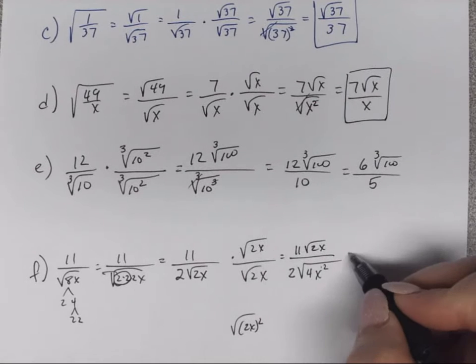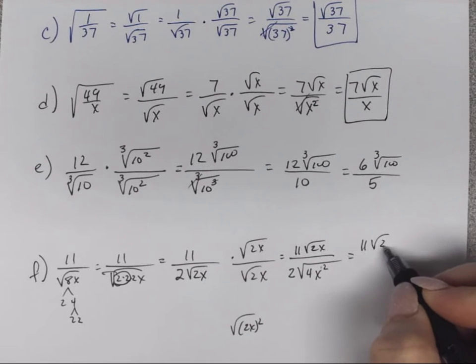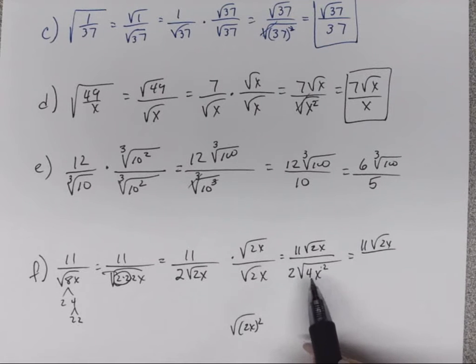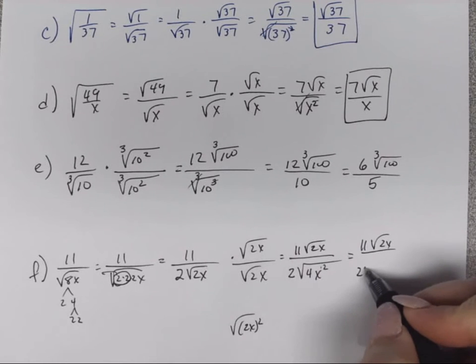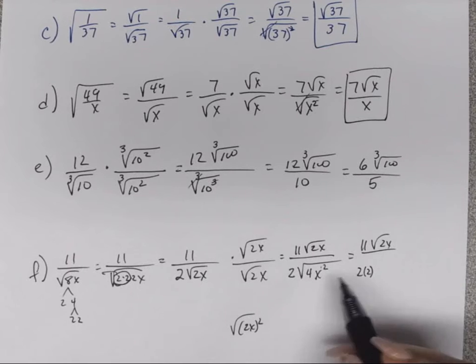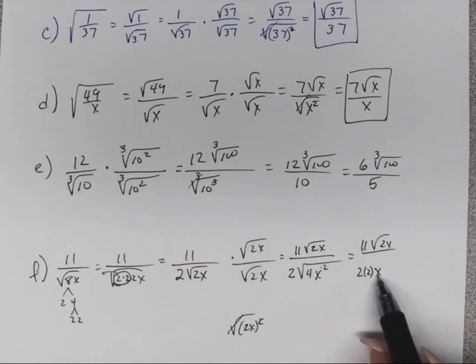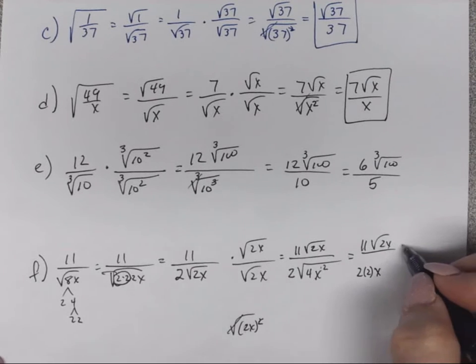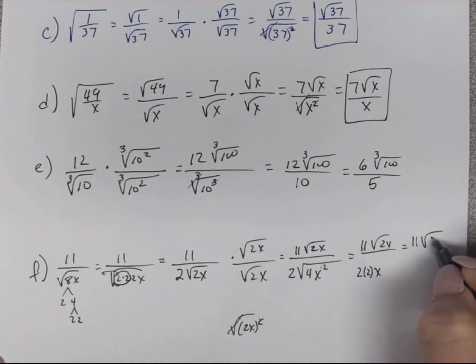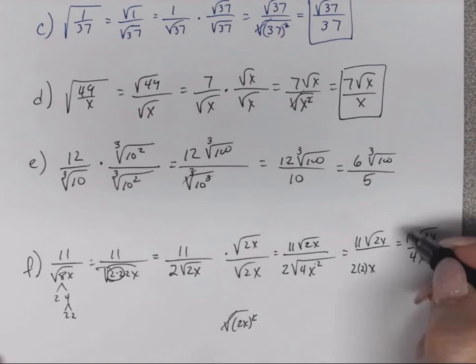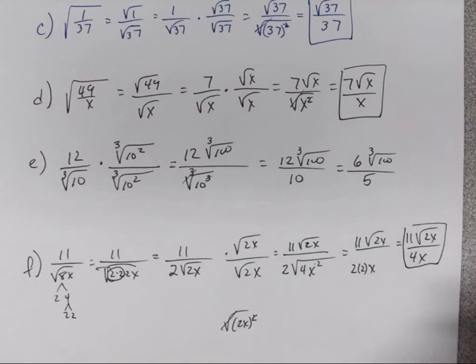It doesn't matter. So we have 11 square root of 2x over square root of 4 is 2. So we'd have 2 times 2. Square root of x squared would be x. Or you could have canceled this way and had 2x. Either way, you end up multiplying by 2x. So this ends up 11 square root of 2x over 4x. And that would be your final answer.